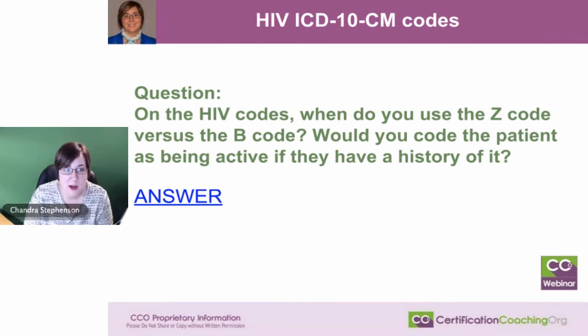This next topic is around HIV and ICD-10-CM codes. The specific question that we received was actually one we answered back in August, but it's one that we get so frequently, and it's one that I have seen all over social media in the last month or so. It's regarding, on the HIV codes, when do you use the Z code versus the B code? And would you code the patient as being active if they have a history of HIV?